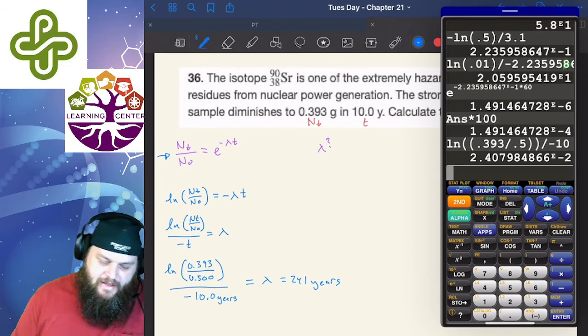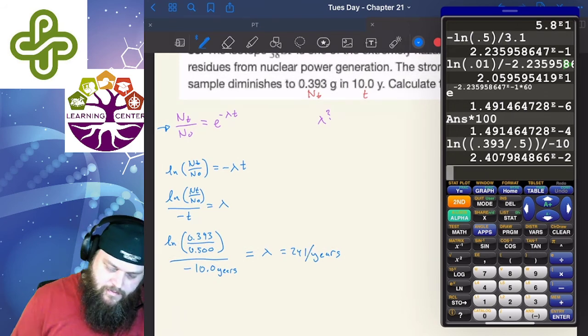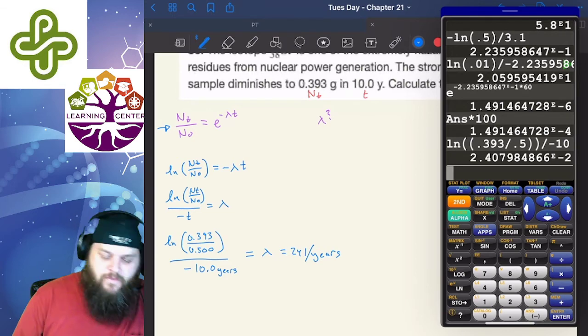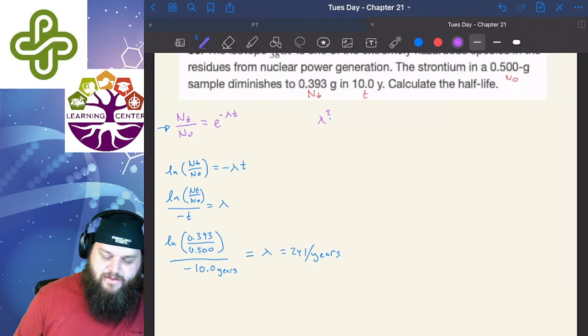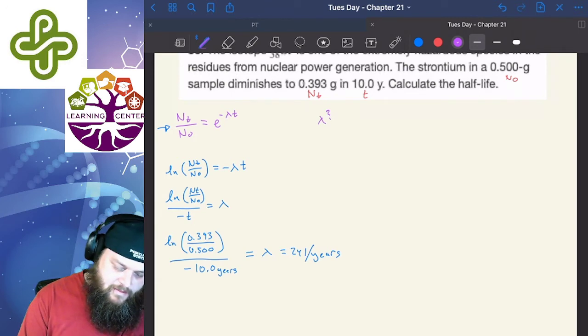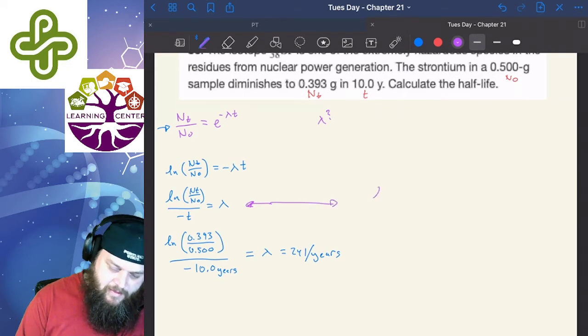So that's my decay constant. I can then use that to calculate the half-life for things. Or this should be per year. Per year. I can use that to calculate my half-life now. To do that, I just go back to this original equation that I had, and I want to solve for time now. So really, I can take this one, since we're already at that stage, and I can flip it around a little bit.